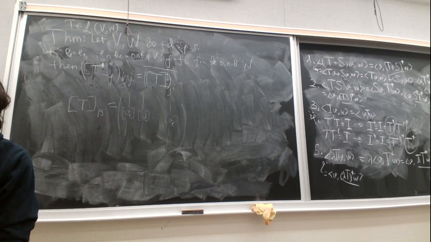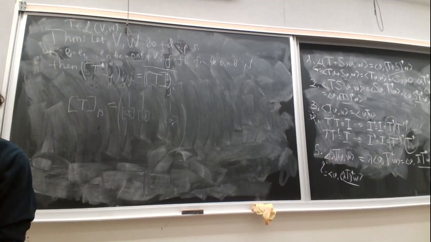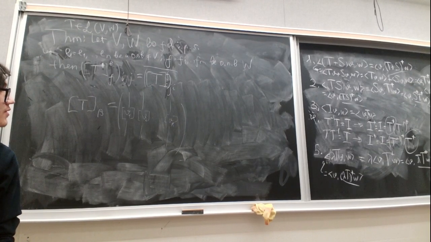What do those numbers represent? What do they mean? Where do I get them? Right? So I give you T, I give you an input basis, I give you an output basis. How do you come up with a matrix now?